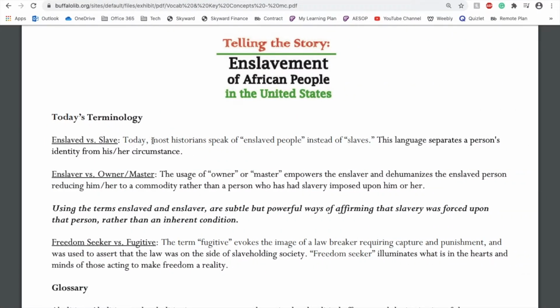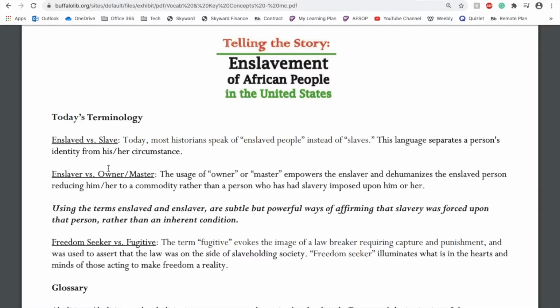Today's terminology: today most historians speak of enslaved people instead of slaves. This language separates a person's identity from his or her circumstance. I am a teacher because I chose to be a teacher. It is something that is part of my identity, but it is not something that happened to me. It's not something that is just circumstance, something that was imposed upon me. But slavery is. So nobody chose to be a slave. This is why you use the term enslaved person or enslaved African.